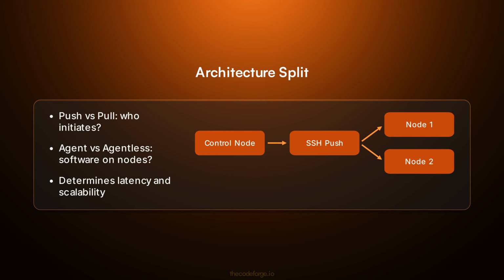Ansible is agentless push. It SSHs into nodes. Chef and Puppet are pull-based with agents. SaltStack is hybrid using 0MQ. This single decision determines your latency and failure modes.